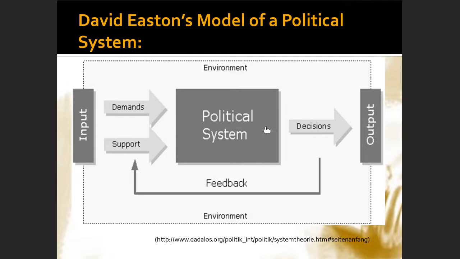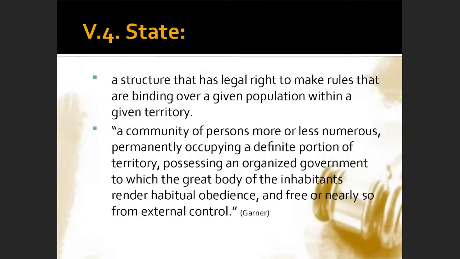Now, make it a lot bigger, we would finally have the state. The state is a structure that has legal right to make rules that are binding over a given population within a given territory. So you see, if you are called a state, that means that you have the four elements that will make a state a state. So here, what are the four elements? They are found in this definition of the state. A community of persons, more or less numerous, permanently occupying a definite portion of territory, possessing an organized government, to which the great body of the inhabitants render habitual obedience and free or nearly so from external control.